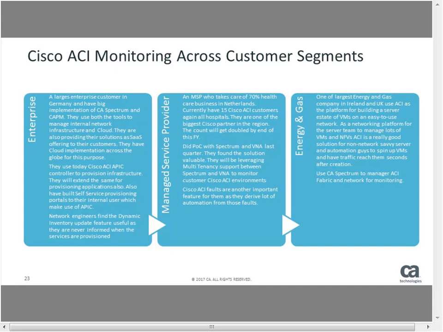So just to give you an example of how Spectrum is being used today in the various organizations, I understand that some of you guys are still testing these features, so I just wanted to highlight some of those customer success stories and their way or style of monitoring their SDN network through Spectrum.